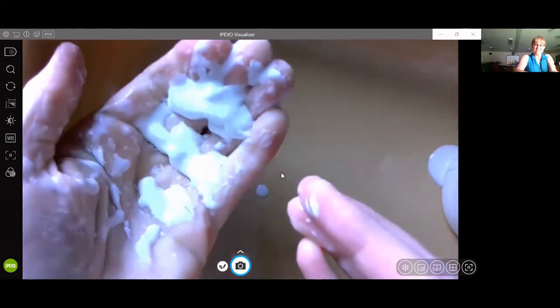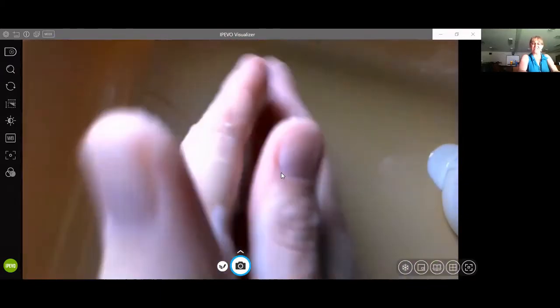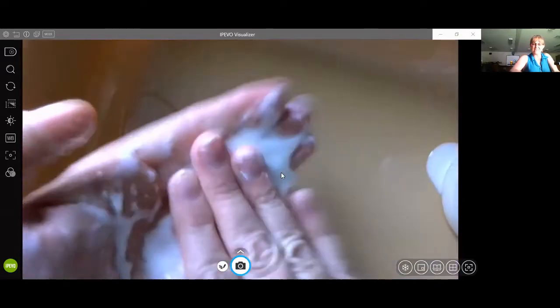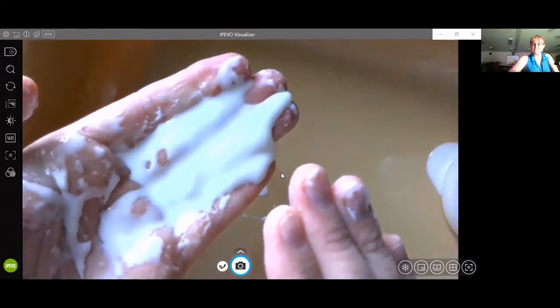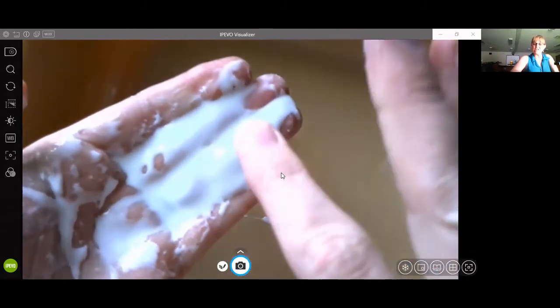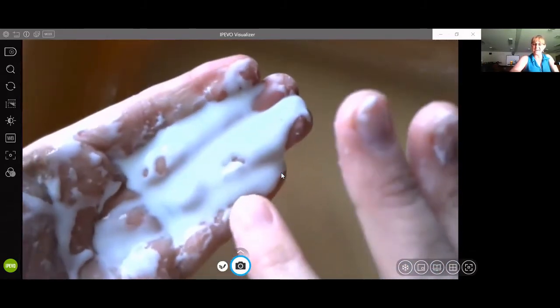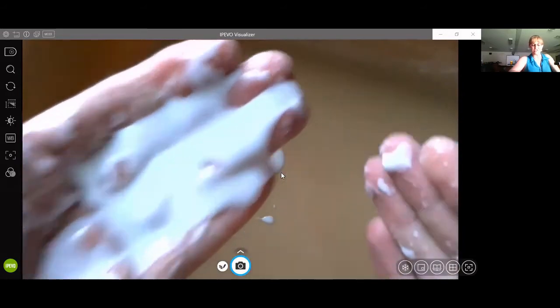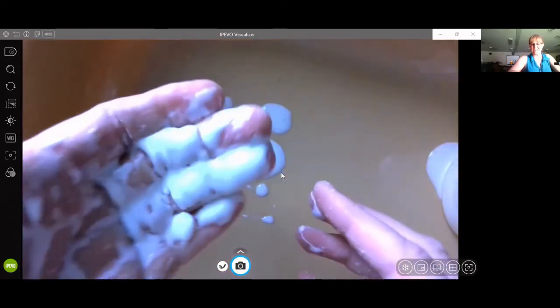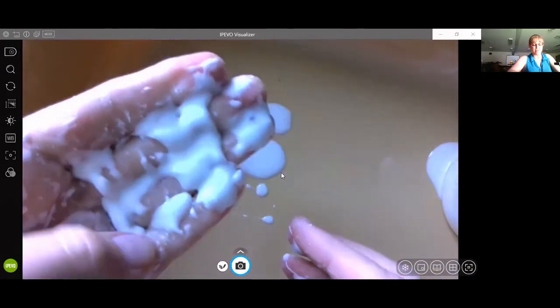And as soon as you let off the pressure, it starts flowing. Isn't that cool? Notice I can also slap it, and it doesn't go anywhere. It doesn't splatter, because as soon as I put pressure on it, it solidifies. And then I take off the pressure, and then it dribbles and flows. So cornstarch is kind of a fun thing that you can play with at home.